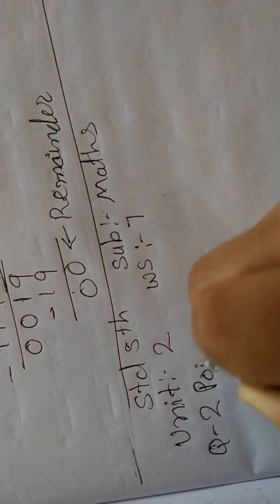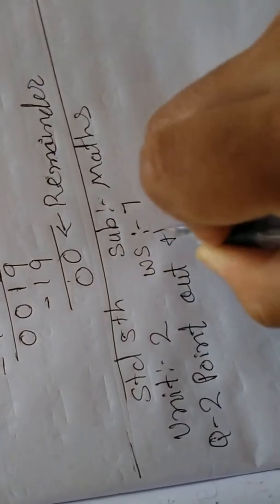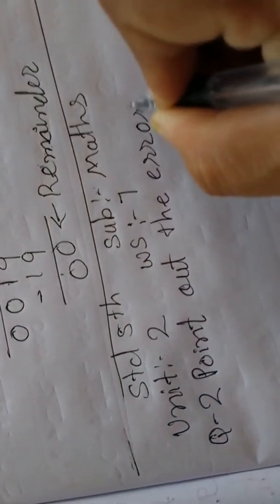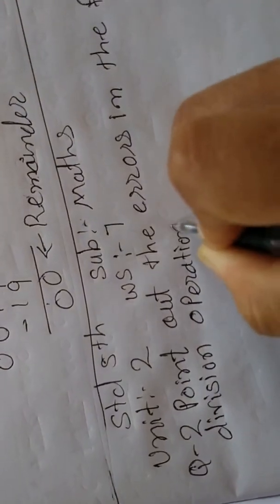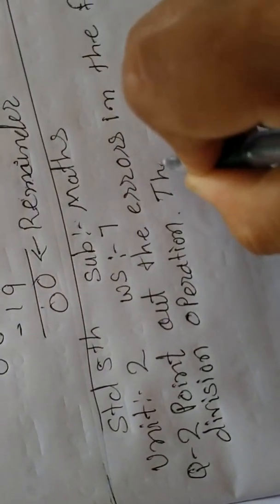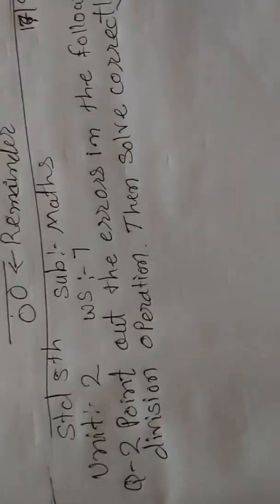Question number 2 is: point out the errors in the following division operation. Then solve them correctly.